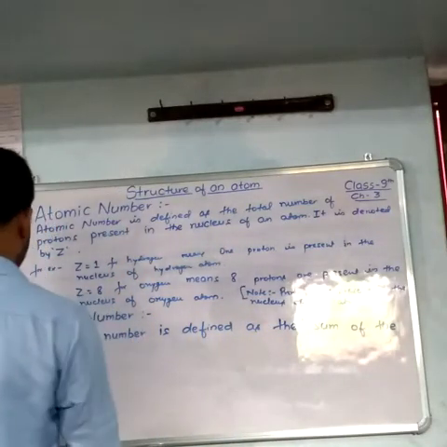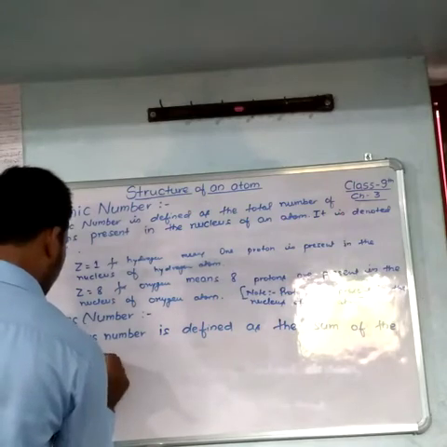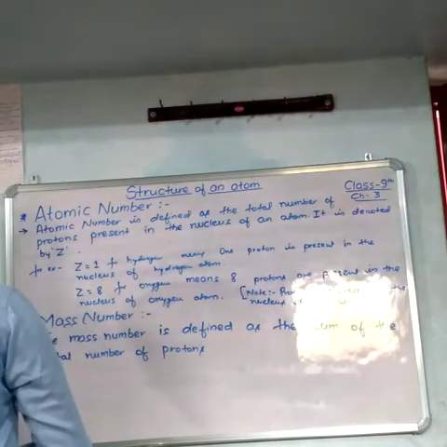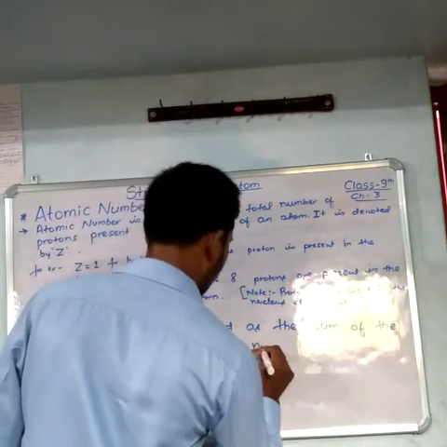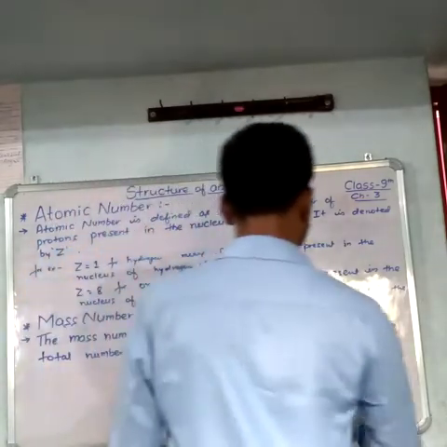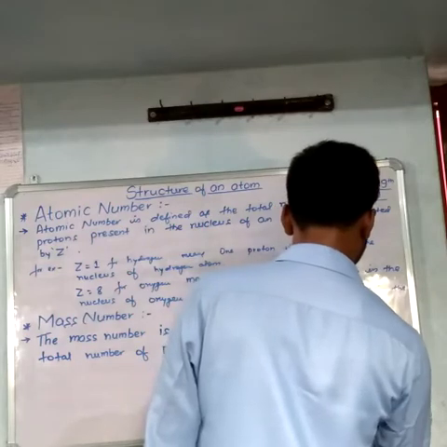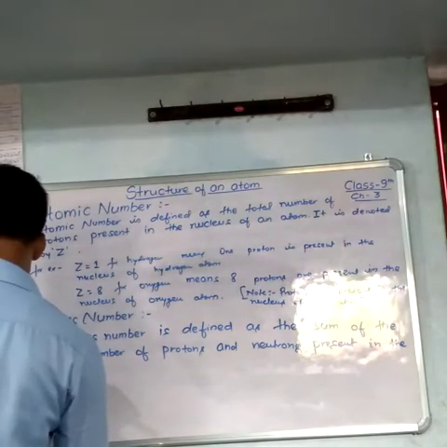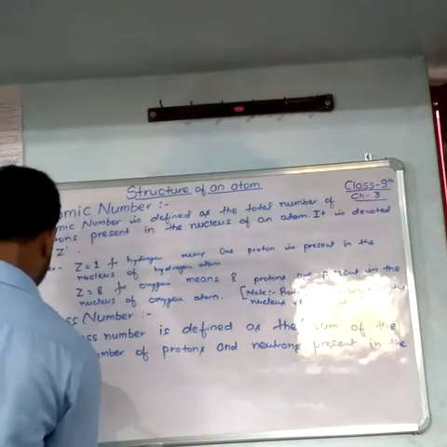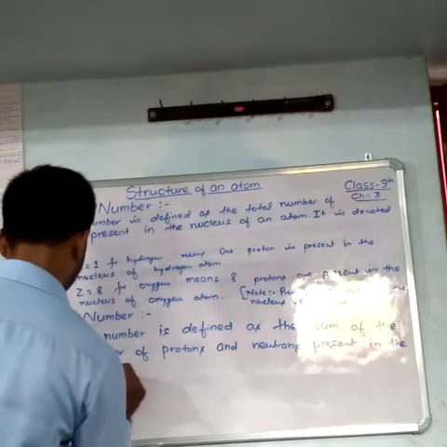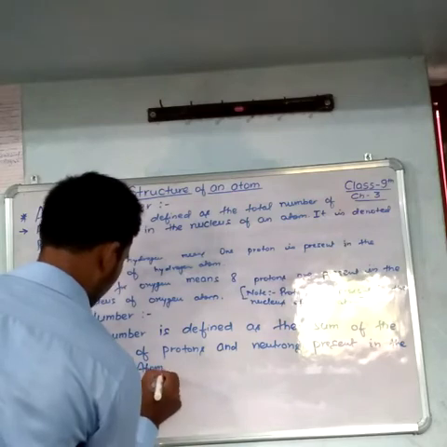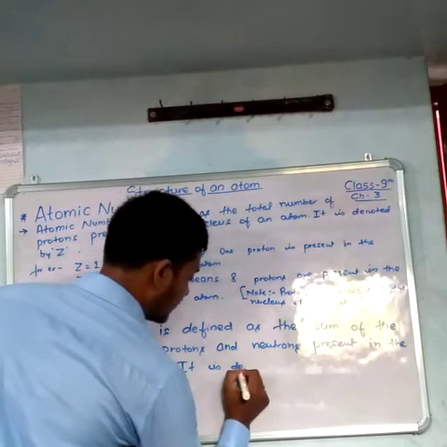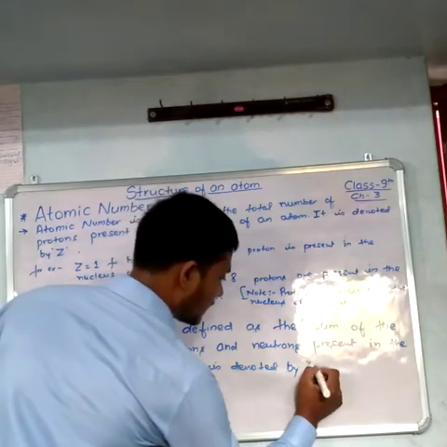The total number of protons and neutrons present in the nucleus of an atom. Okay, it is denoted by capital A.